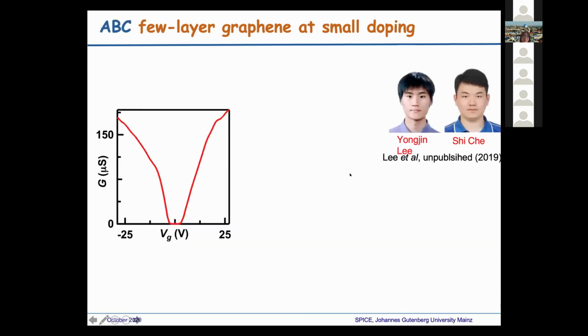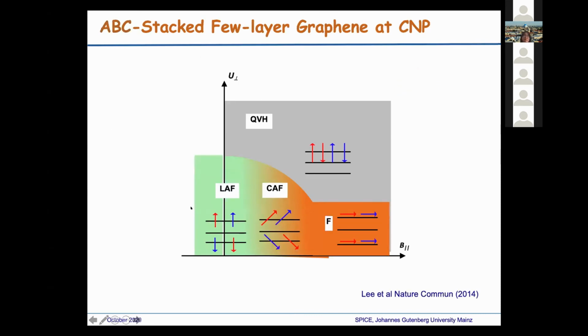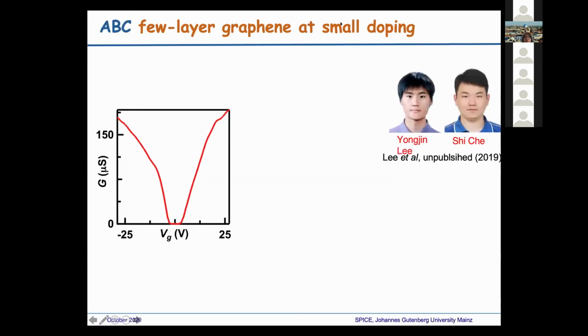Okay, so far what I have told you is a phase diagram at the charge neutrality point, so nominally at zero doping. So what if we dope these antiferromagnetic insulators a little bit? Surprisingly, and also excitingly, we find some hysteresis.